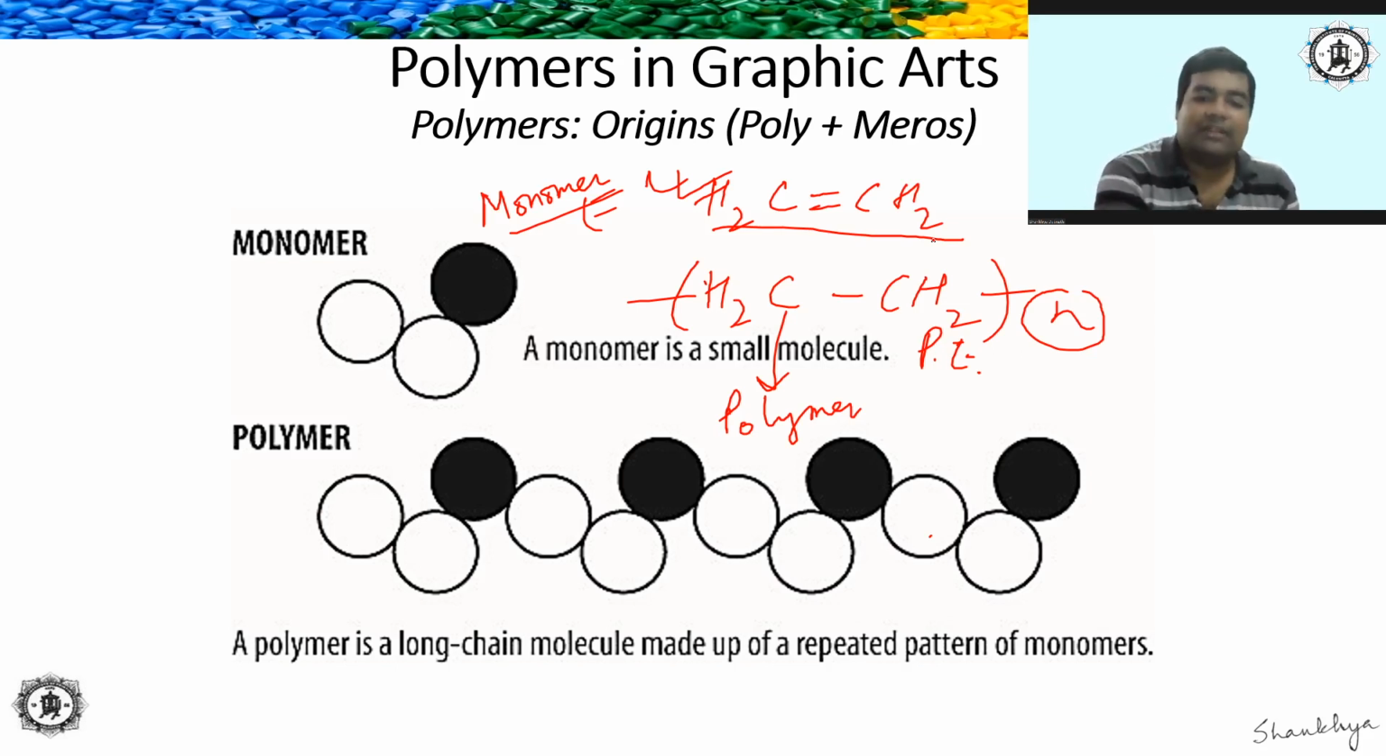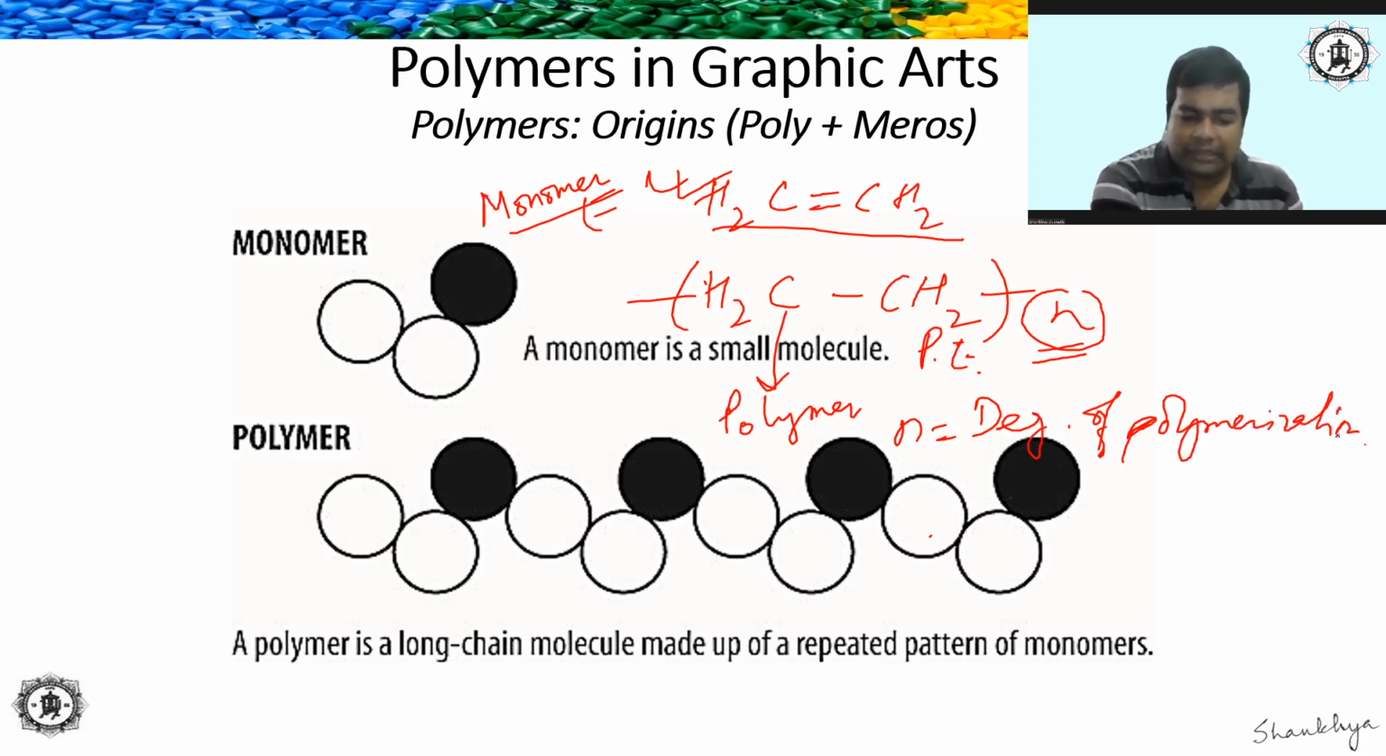Another important point that I would like to mention here is this property of n. So you may ask, what will be the value of n? It's a legitimate question. Now, the value of n varies from one polymer to the other. This n is referred to as the degree of polymerization.